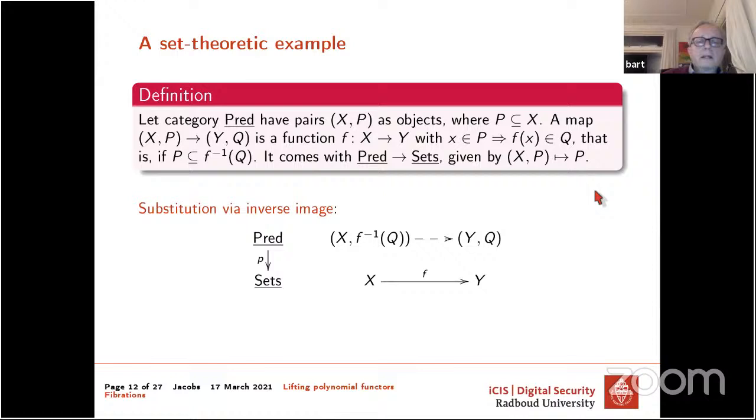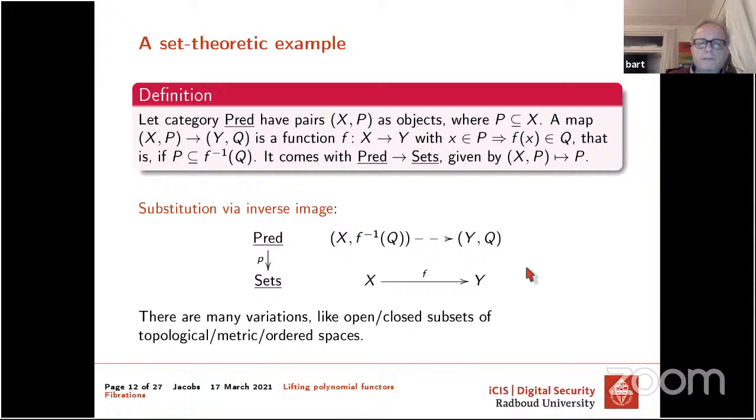How can we do inverse image? So here is our fibration from predicates to sets, the forgetful functor. If I have a function here and a predicate Q on Y, that means Q is a subset of Y, I can turn it into a subset of X simply by pulling back the predicate along the function, giving me a subset. And this map is suitably universal in the sense that you want for a fibration.